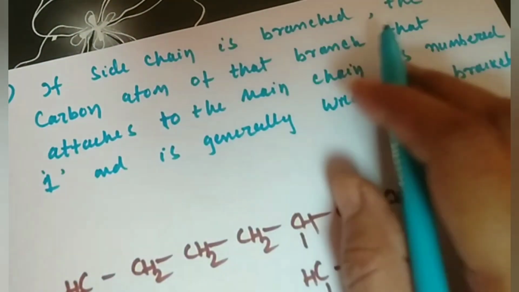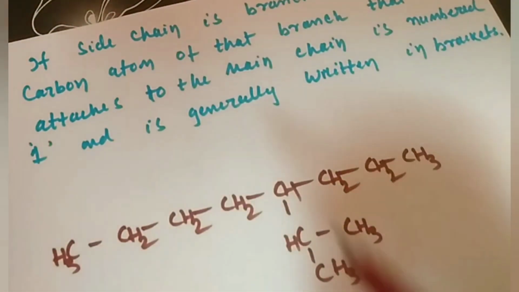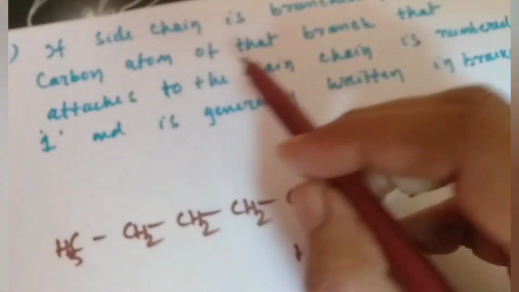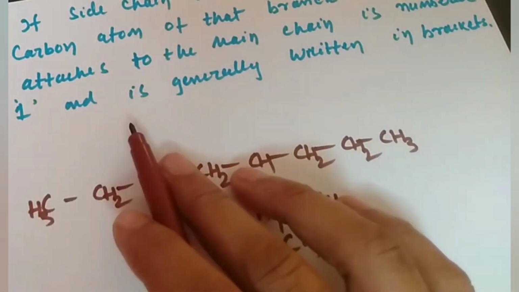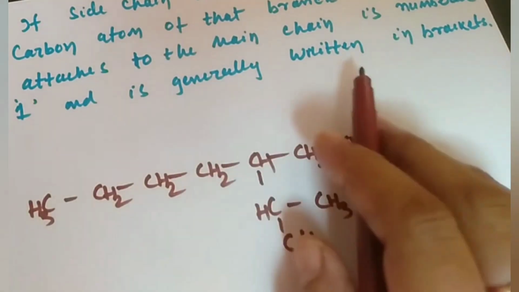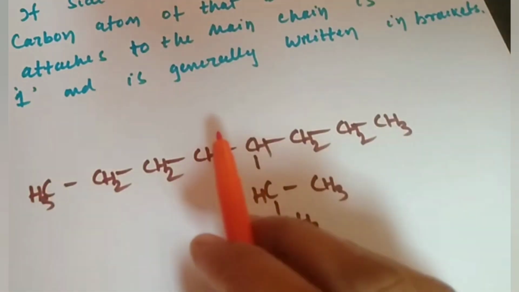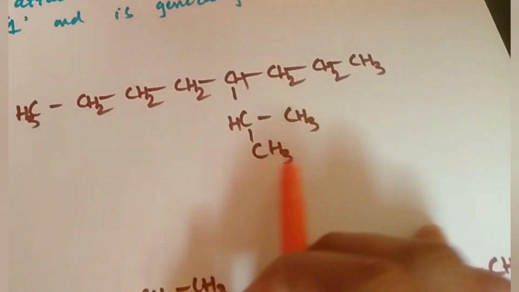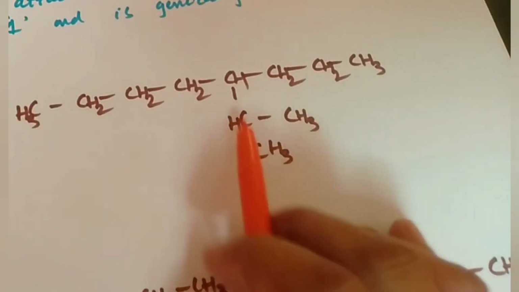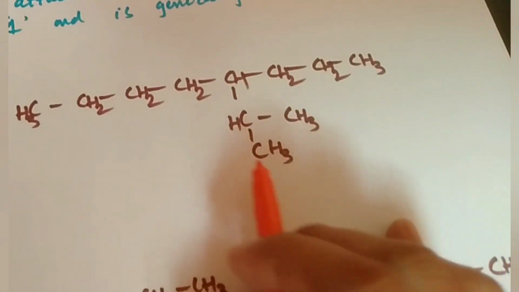If the side chain is branched, then what is the rule? See here, if the side chain is branched, then the carbon atom of the branch that is attached to the main chain is numbered as 1 and is generally written in brackets. So in this compound, suppose this is not a methyl group, but a group which is again branched. So in this organic compound, a branched chain is present.